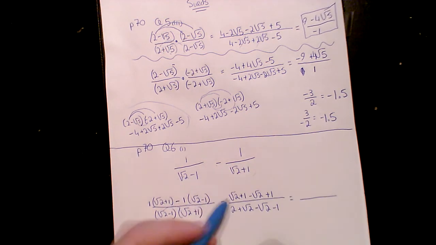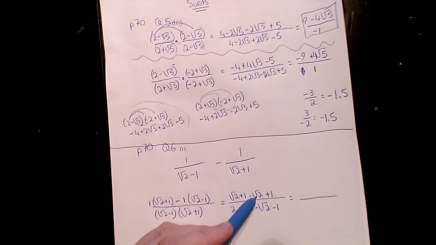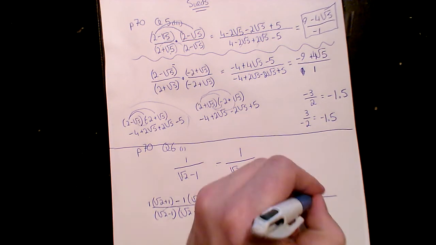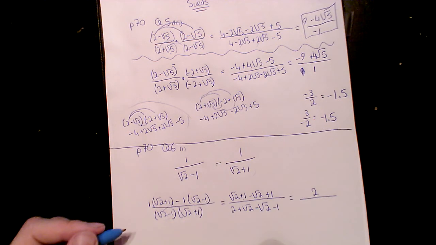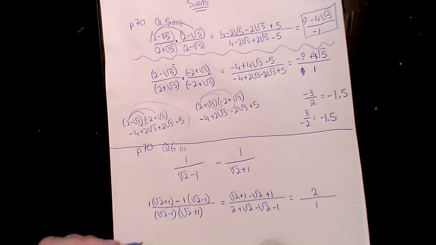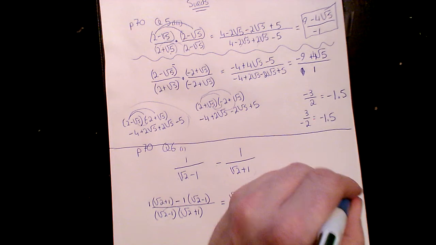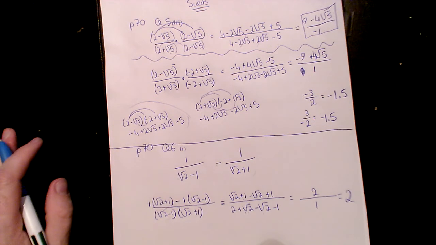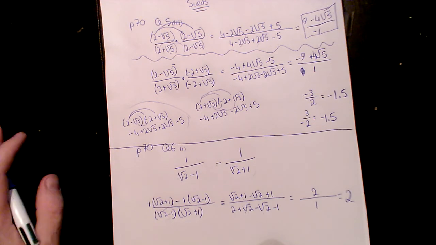So the top will give us, well, we have a root 2 minus a root 2, so they're going to cancel. We have a plus 1 and a plus 1, so we have a 2. Okay, and then over here we have a root 2 and a minus root 2, so they're going to cancel again, and we have 2 minus 1, which is 1, and 2 over 1 then is 2. Okay, so hope that helped.